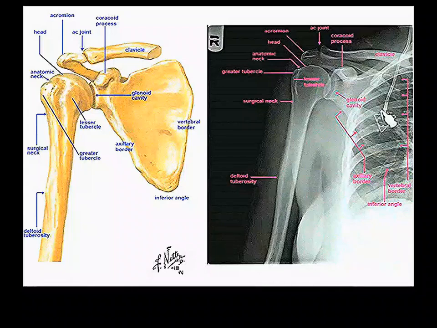I'm not going to go over every one of these. There's no point in doing it. You can study this at home on your own. I'll just point out a couple of things.